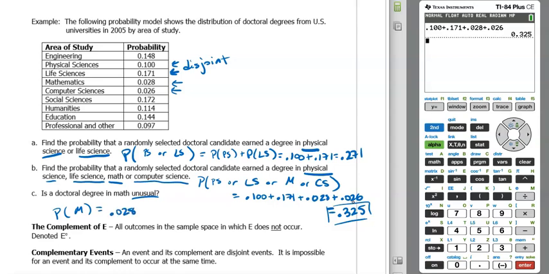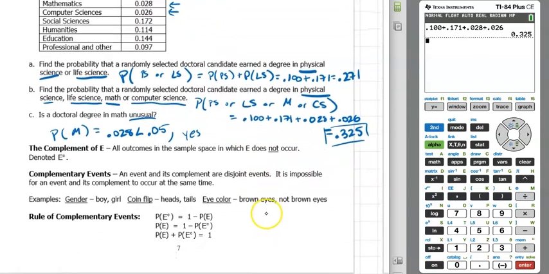Is it unusual? Of course, we should compare it to what value? And the correct value is 5%, which is 0.05. And since it's less than 0.05, yes, it is unusual to get a doctoral degree in math according to this table.